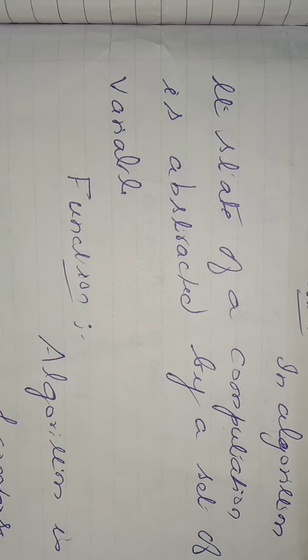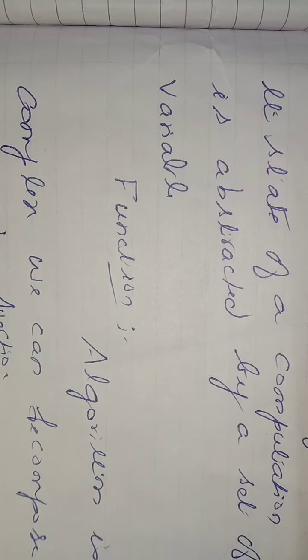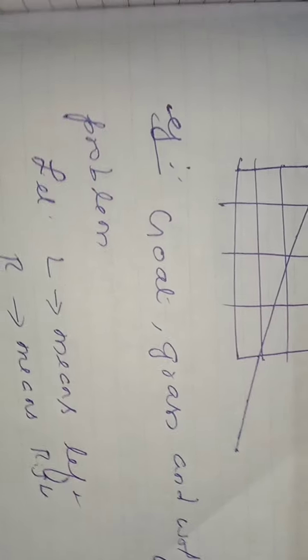Next comes abstraction. In an algorithm, the state of computation is abstracted by a set of variables. Abstraction means concrete concepts. That's all. Function means an algorithm that is complex is decomposed into equations. A little bit you studied now. Function means input, output. Function is the mechanism. That's a major thing.